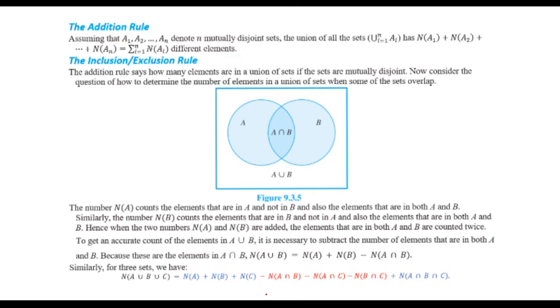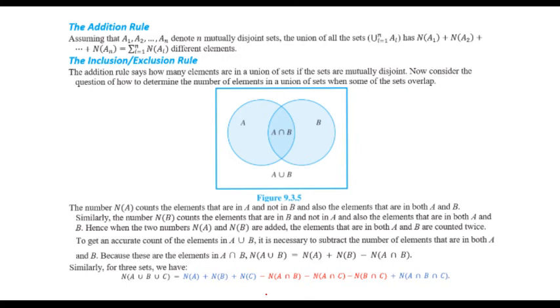Then we claim that the union of all of these sets has this number of elements, n of A1 plus n of A2 all the way to n of AN, which is the summation of i from 1 to n of the cardinality of Ai. So the addition rule looks very obvious because, for example, if you have 5 apples and then you have 3 oranges, you have a total of 8 different fruits. That's what the addition rule says.